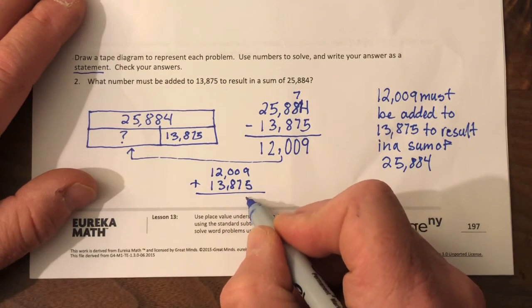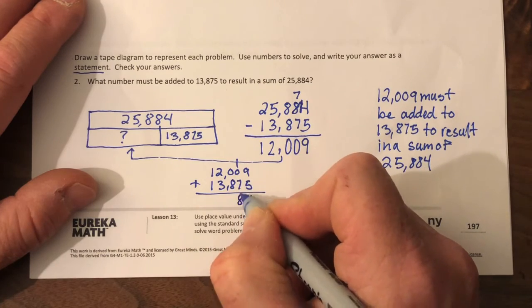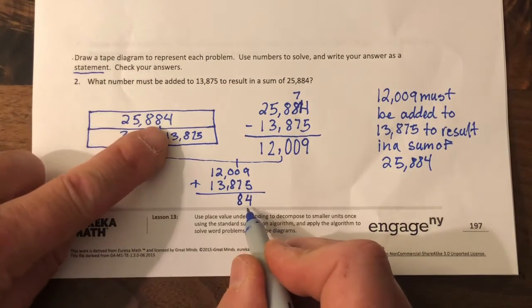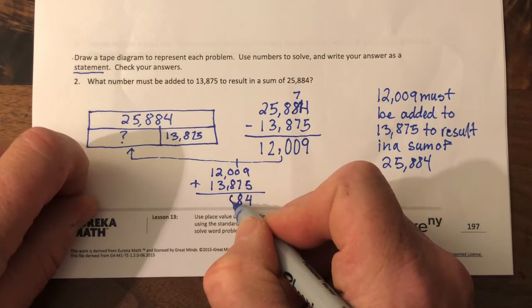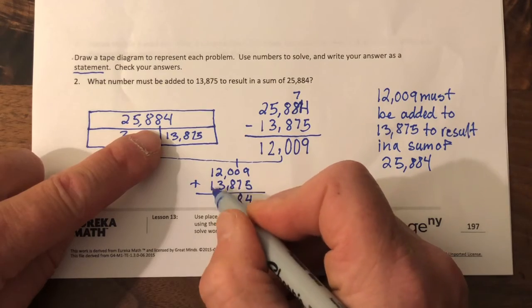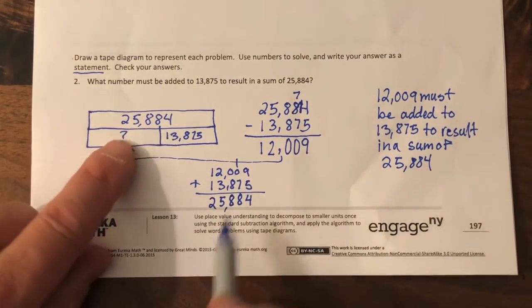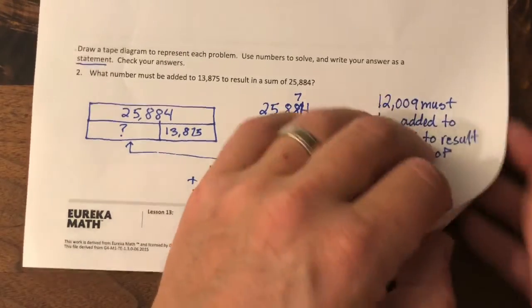9 plus 5 is 14, so 4, carry the 1. 1 plus 7 is 8. 8, 4. So far, so good, right? 0 plus 8 is 8. We're good. 2 plus 3 is 5. 1 plus 1 is 2. Bingo. I got it. I checked my answer. I'm good. All right. Let's try one in the back.